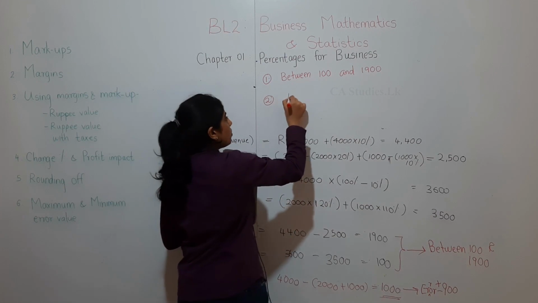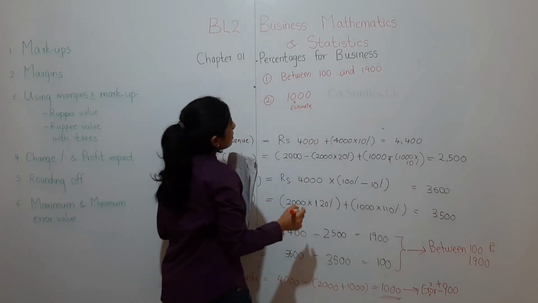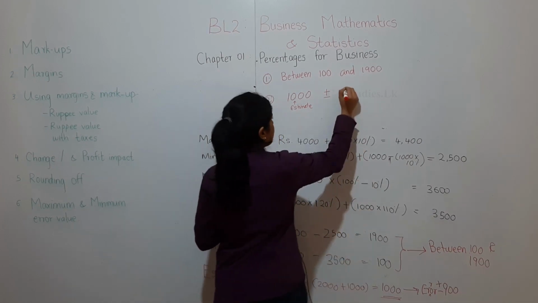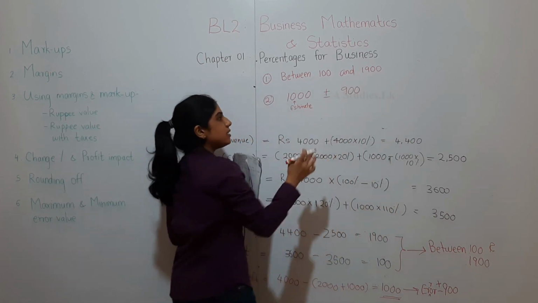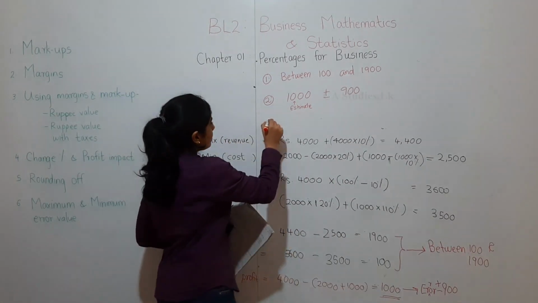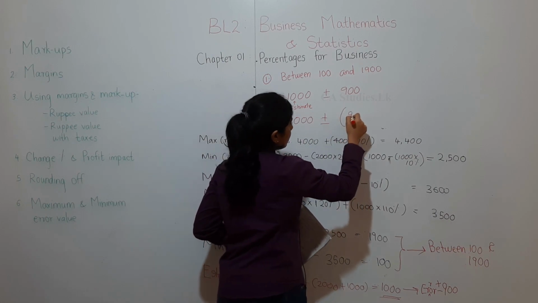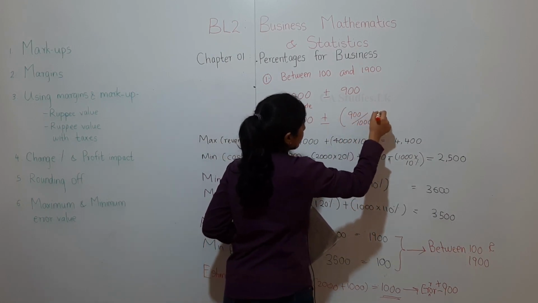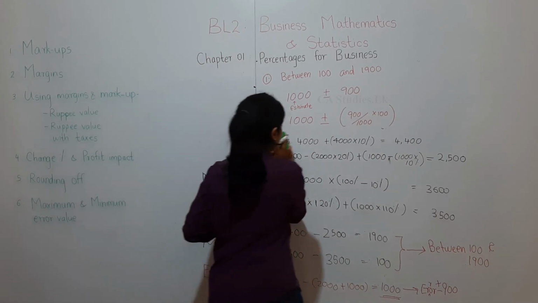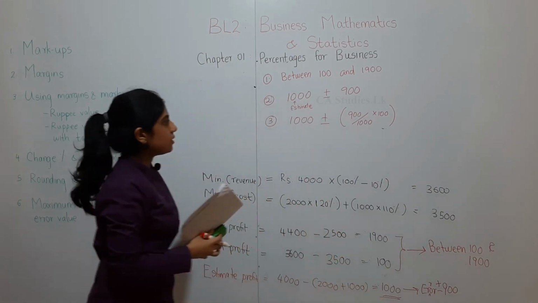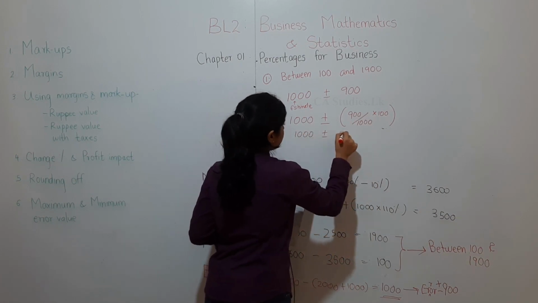Secondly, they can give 1,000 as the estimate and express the error in expression form: 1,000 plus or minus 900. So 1,000 plus 900 is 1,900, and 1,000 minus 900 is 100. And third, they can give it in percentage: 1,000 plus or minus 900 divided by the estimated figure multiplied by 100. How much? 900 over 1,000 is 90%. So it comes to 1,000 plus or minus 90%.